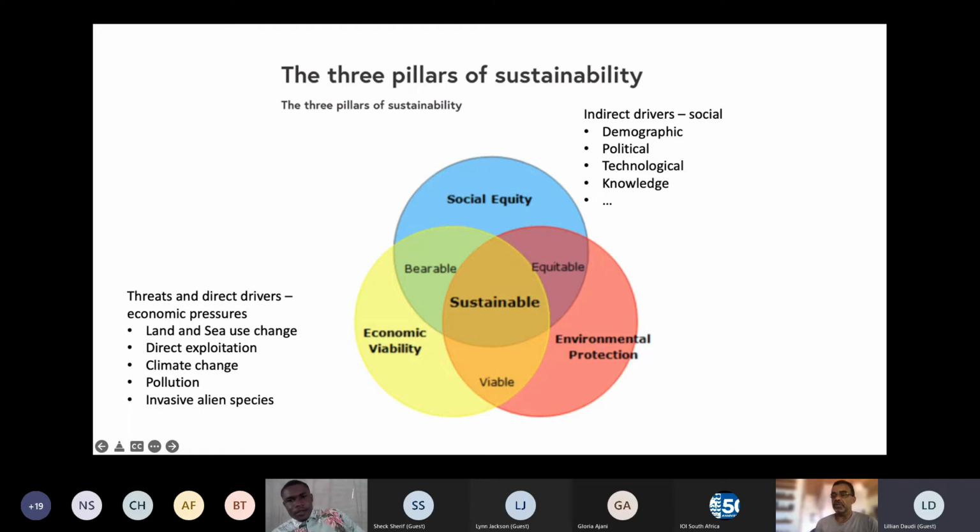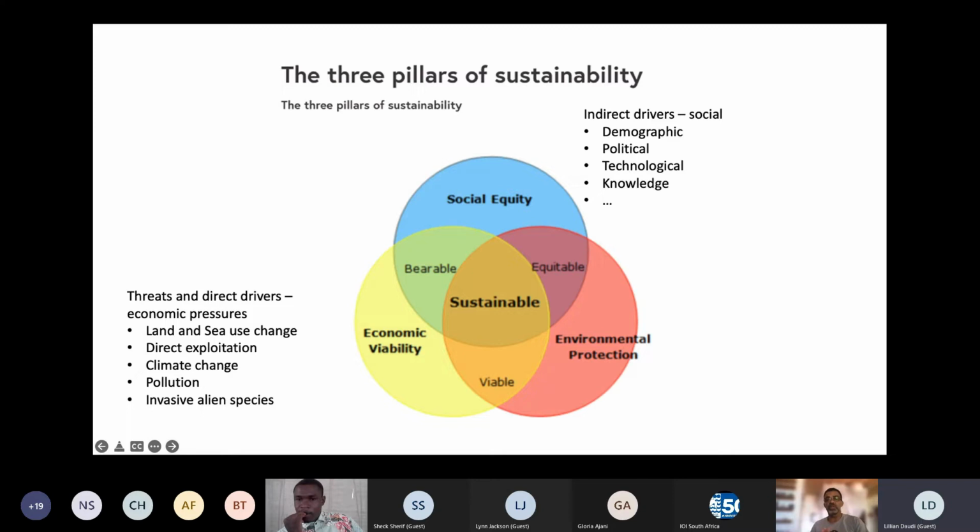So these are demographic, in terms of population growth and migration, political issues as well, or governance. There are technological and innovation aspects that affect the direct drivers. Knowledge and research are very important. And there's a wide range of other indirect drivers like these, and it's even harder to categorize the indirect drivers than the direct drivers, and harder to act on them. But it's equally important in thinking about sustainable development that we address these indirect drivers as well as the direct drivers, to assure nature protection and environmental protection, but also social equity and economic viability.